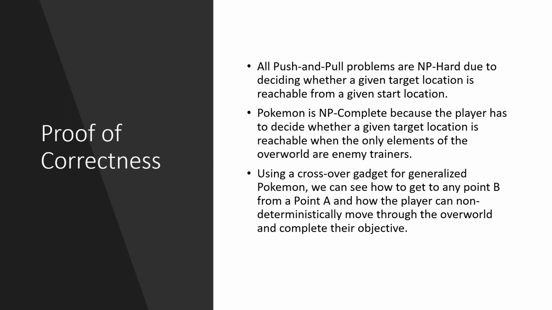Pokemon is NP-complete then, because the player has to decide whether a given target location is even reachable when the only elements of the overworld are enemy trainers. Using a crossover gadget for generalized Pokemon, we can see how to get to any point B from a point A, and how the player can non-deterministically move through the overworld and complete their objective. So let's take a look at a crossover gadget.